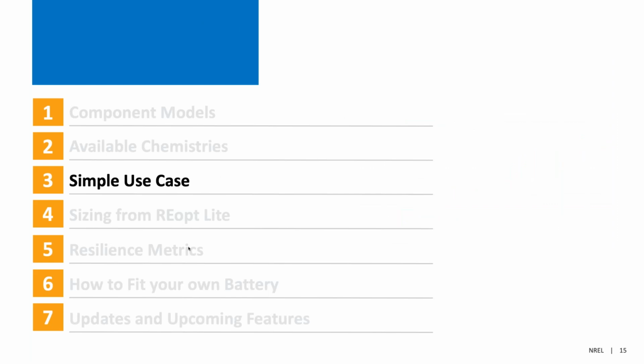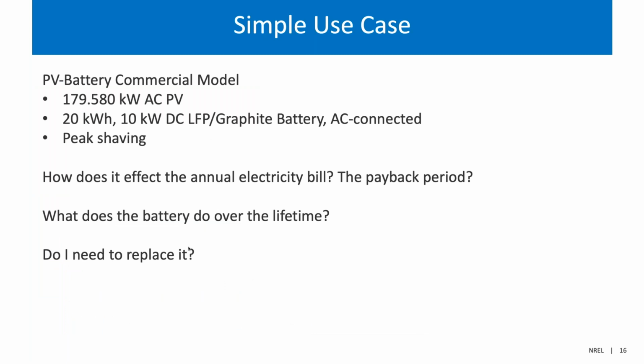Now that we've seen how to define a battery system, we can run a simple use case for a behind-the-meter storage application and explore what performance metrics are available in SAM. So I'll be using the PV design in the default PV battery commercial case. It's going to be a 178 kilowatt AC system with an AC connected 20 kilowatt hour, 10 kilowatt battery.